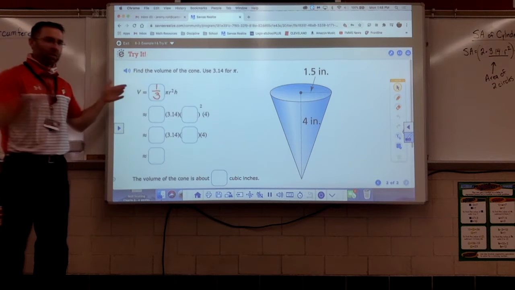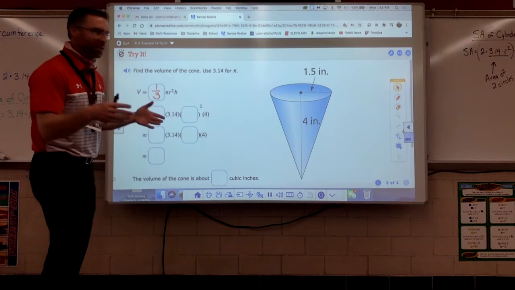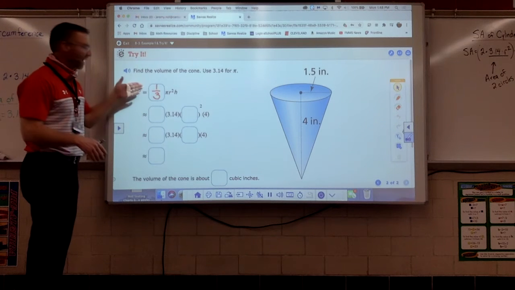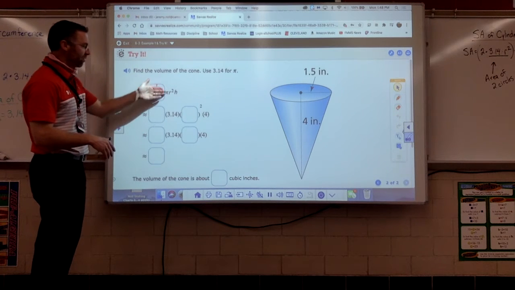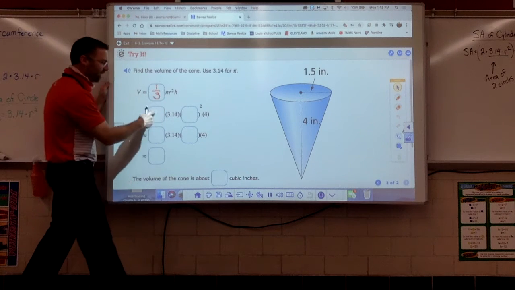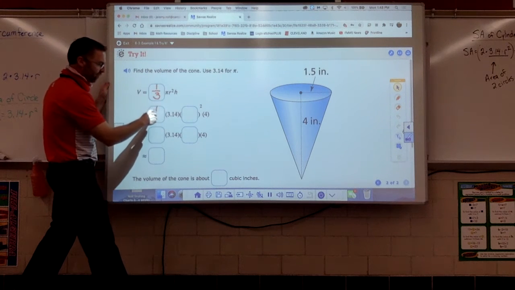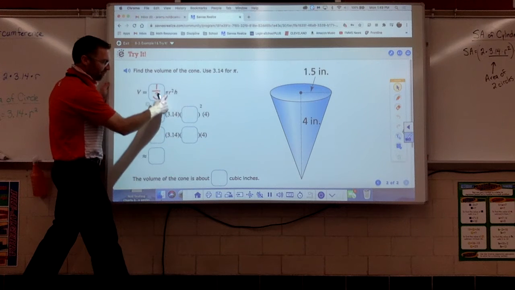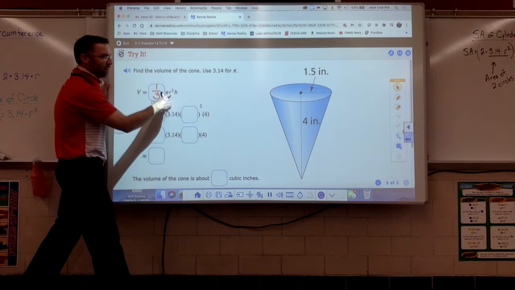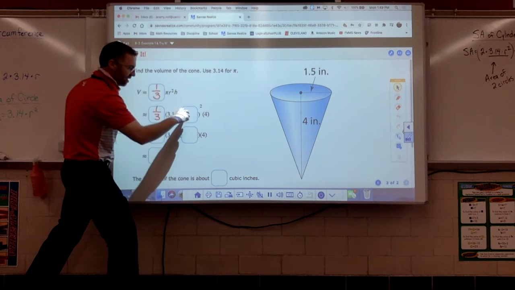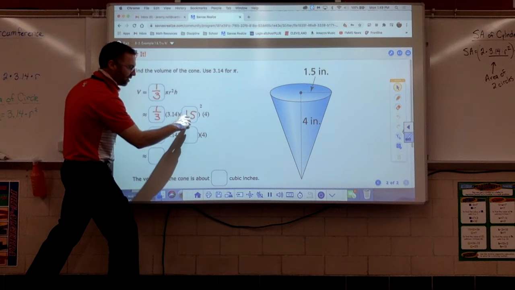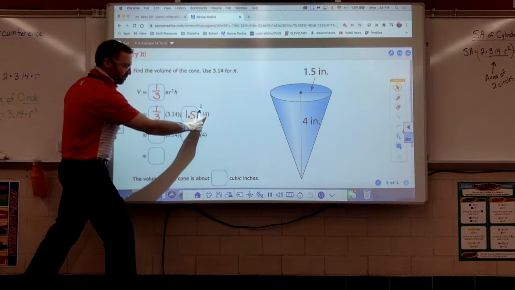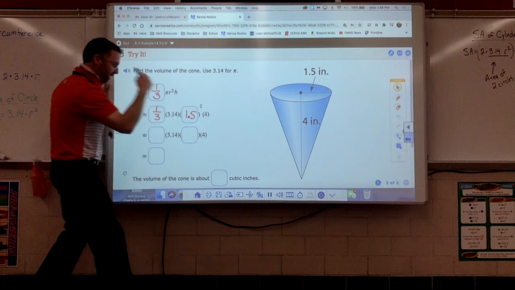There's our formula. Look at your formula sheet, page 21 in your packet. You'll see that for cones, volume is equal to 1/3 times pi times the radius squared times the height. Let's keep filling in the bubbles. This is 1/3 times 3.14. We need the radius. Well, that's easy. It's 1.5, so I'm putting that in there for the radius. Times 4. Well, 4 is the height.